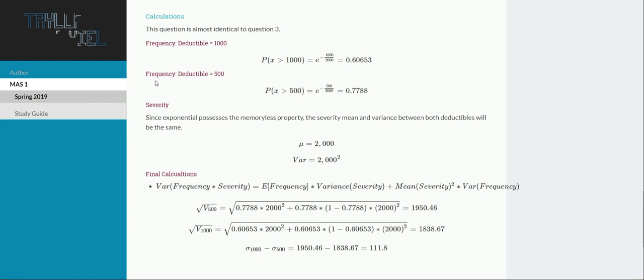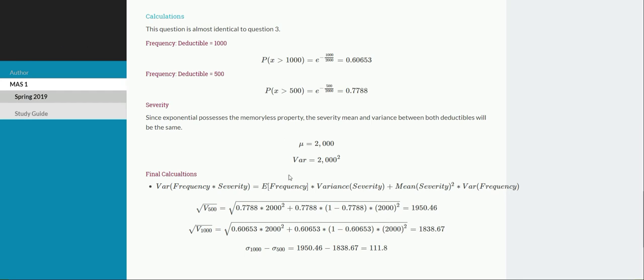So that's it for frequency for now, and then for severity, this is an exponential distribution, so it's just mean of 2000 and then variance 2000 squared. And this is where the memoryless property comes into play. So the mean and variance of the severity for both deductibles are the same, because once you look at the severity subsetting by those who got past the deductible amount, it's memoryless, and so you keep the same mean and variance.